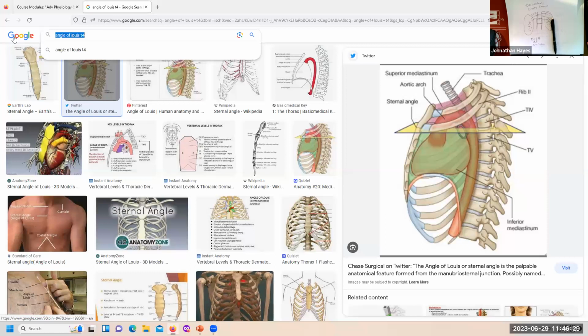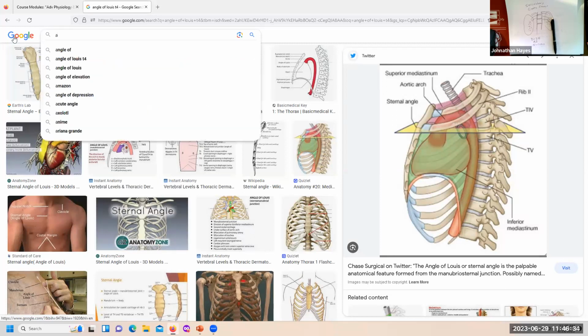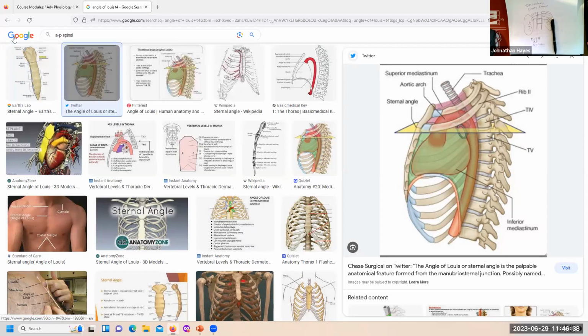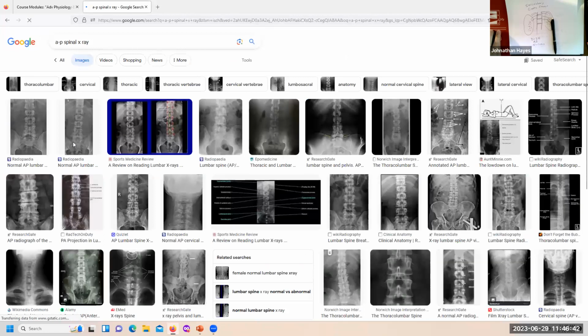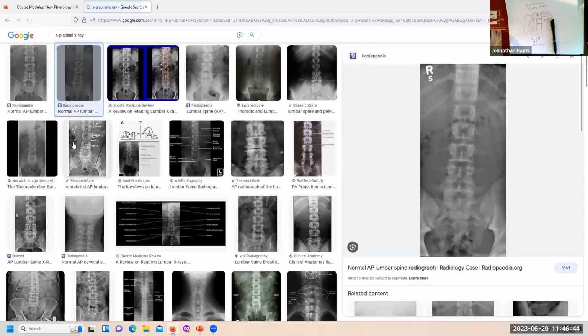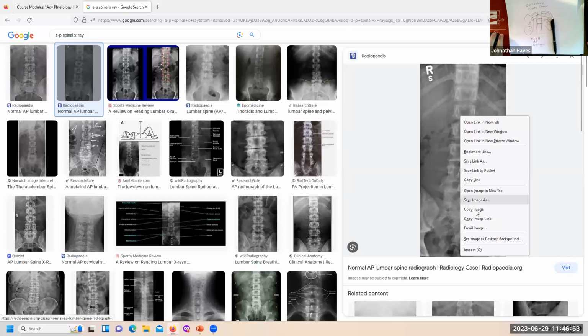So let's look at A to P. That looks pretty normal. So here is the cortical outline of the vertebral body right there. Let me just grab this so I can make it bigger.